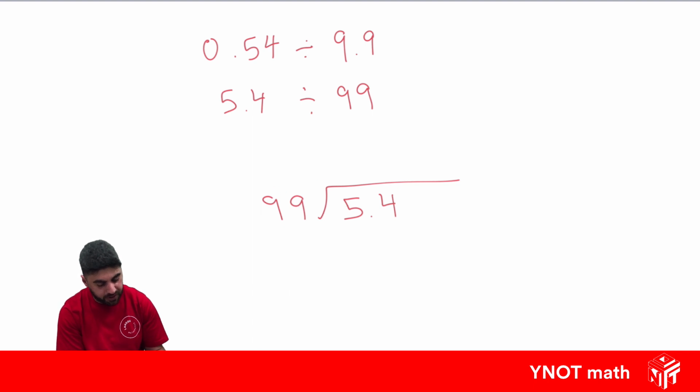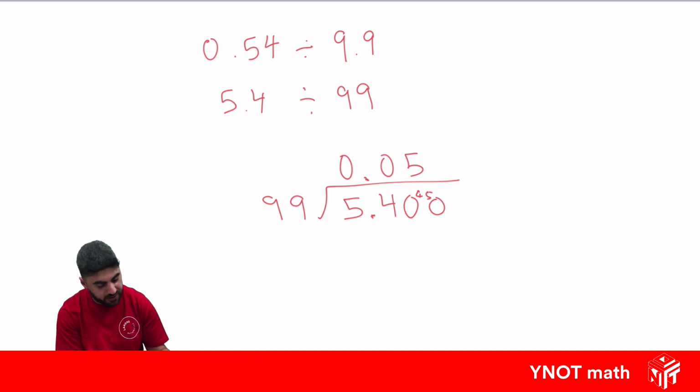Does 99 go into 5? No, it doesn't. So write a 0. Line up the decimal points. Does 99 go into 54? No, it doesn't. So write a 0. Now we don't have any more numbers to use, so we've got to write a 0. We haven't used these numbers yet, so now we're checking if 99 goes into 540, which it does 5 times, and the remainder is 45.